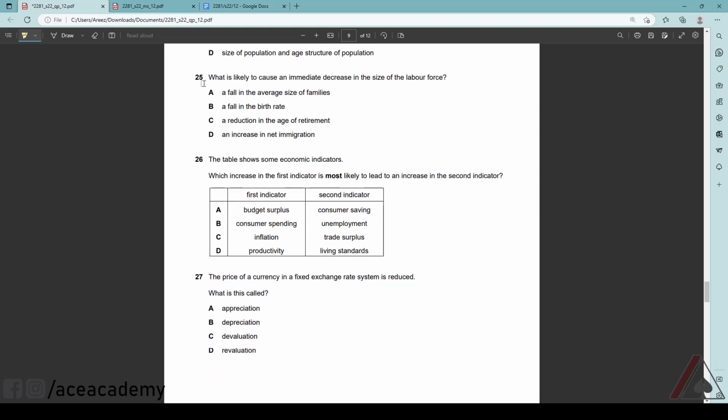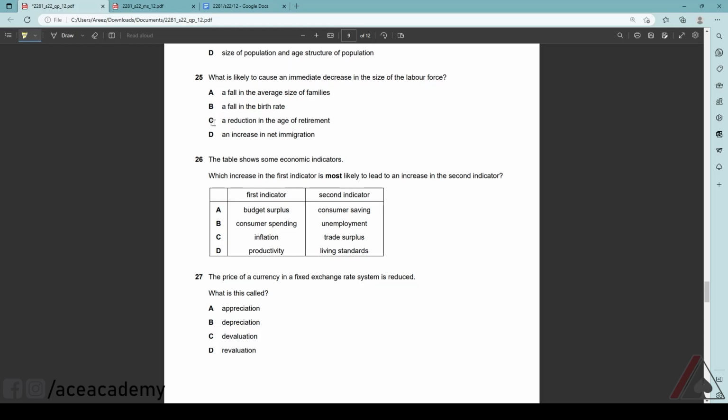25. What is likely to cause an immediate decrease in the size of the labor force? A, a fall in the average size of families. This would not decrease the size of the labor force because even if there are smaller families, the number of people would be the same. Therefore, the labor force would not be decreased. B, a fall in birth rate. This would lead to a decrease in labor force, but it would not lead to an immediate decrease. It would lead to a decrease in the long run.